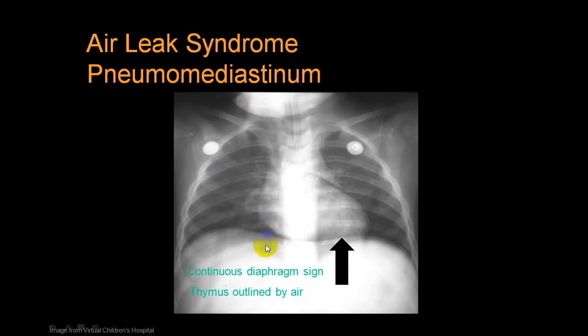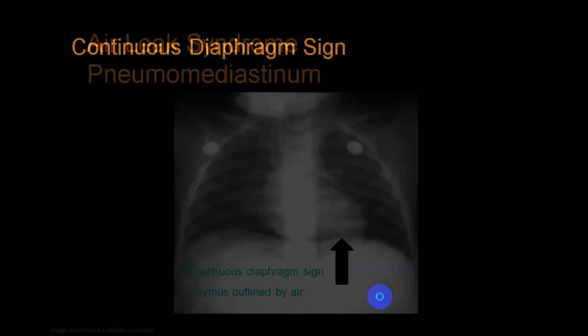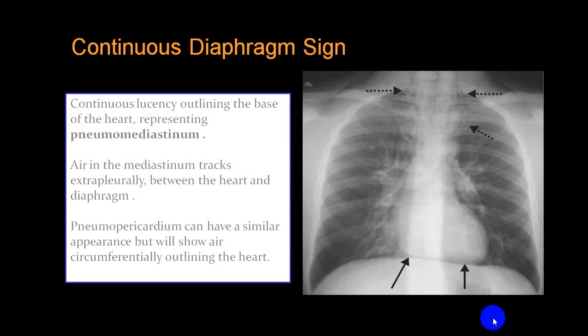You can see here the diaphragm is seen continuous, and the cardiac border, the inferior border of the heart, you can also identify clearly. This is because of the air leak syndrome, or what we call pneumomediastinum. Air is leaking out. You can see even the air in the mediastinal shadows. So this is pneumomediastinum, continuous diaphragm sign.